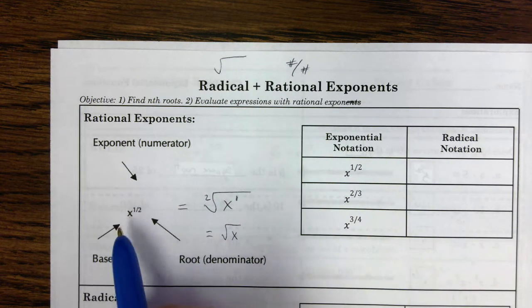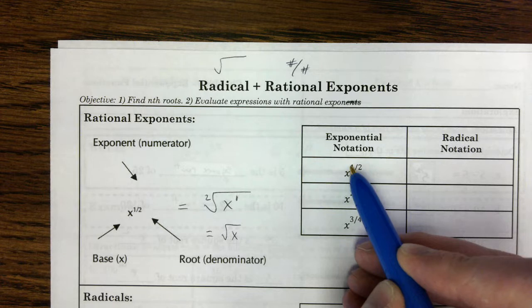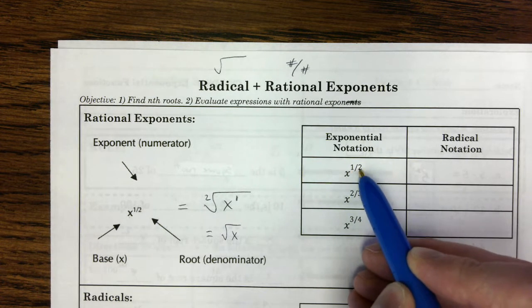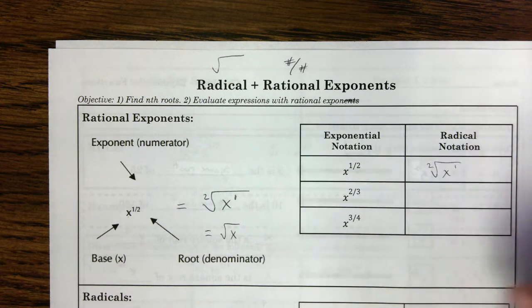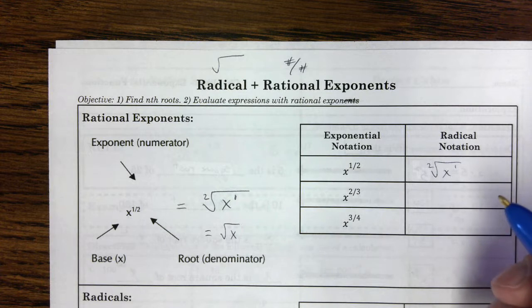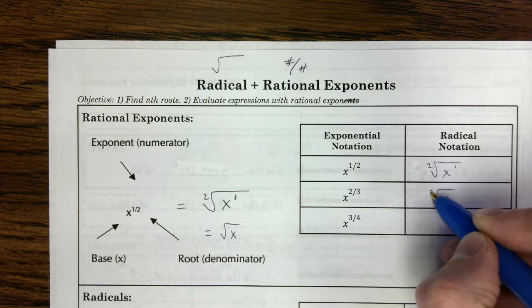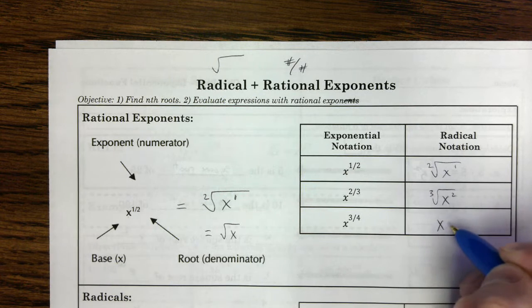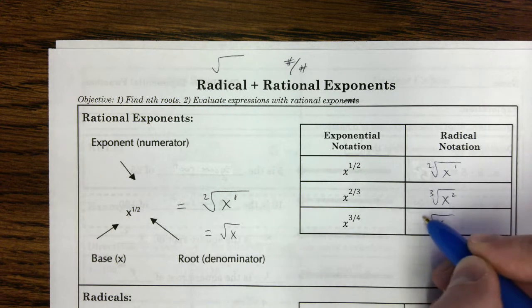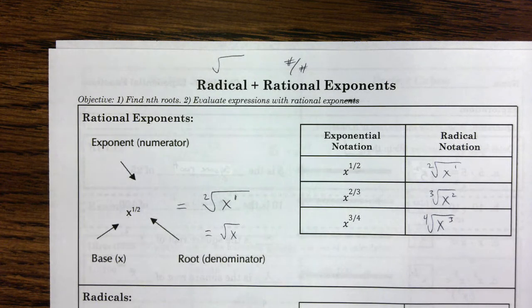So we understand now that this is the base, this is the simple exponent, and this denominator is the root. So this is x raised to the 1st power and the square root. So x is the base, 1 is the power, and 2 is the root. Again, we don't need to write that. This is the base of x. The root is 3, and the power is 2. This is the base. This is the radical. The denominator is the root, and the 3 is the power.